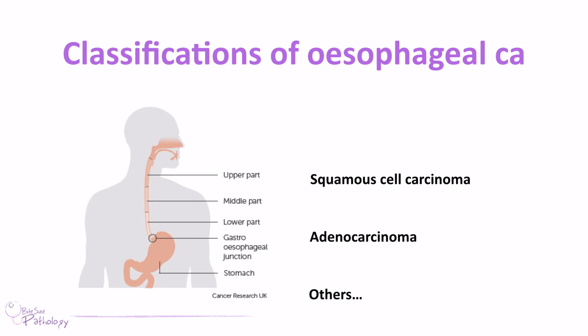Squamous cell carcinoma is more common in Eastern countries, and it tends to be more confined to the upper and middle parts of the esophagus. You'll often see in textbooks the esophagus is split up into thirds, so you have an upper third, middle third and lower third, and it's the upper and middle thirds where you'll get the squamous cell carcinomas. Whereas the lower part of the esophagus, particularly around the gastroesophageal junction where the terminal end of the esophagus meets the cardia of the stomach, that's where you find your adenocarcinomas.